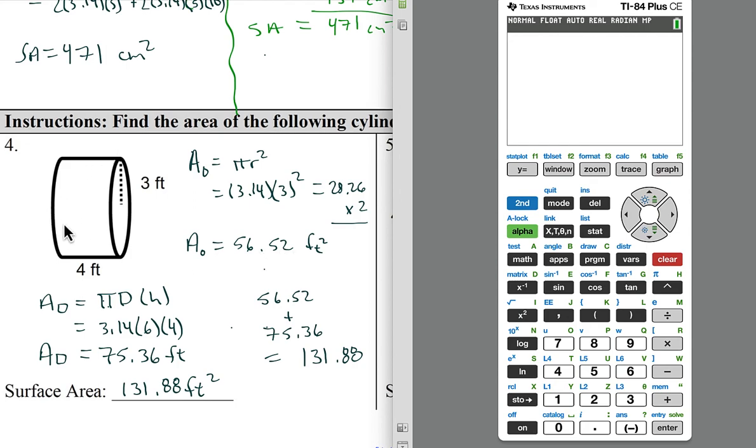Then I need to find the area of that rectangle. So that's pi times diameter all the way around. The diameter is 6, so be careful. So pi times diameter times the height, that gives me 75.36. Add them together, 131.88. Let me know if I made a mistake in the comments.